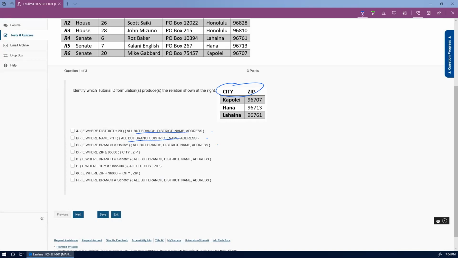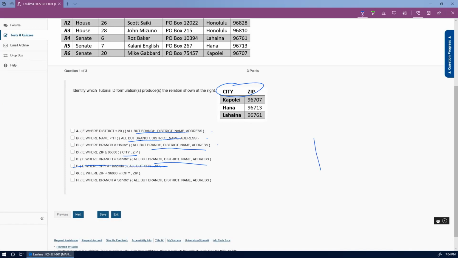All but, that looks like that works. City, zip, that works. All but branch, district, that works. This does not work. It looks like they all work except for that one. So for projections, we were only able to eliminate F. All right, so let's look at the restrictions.